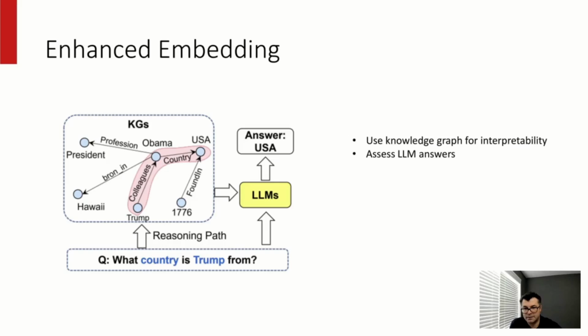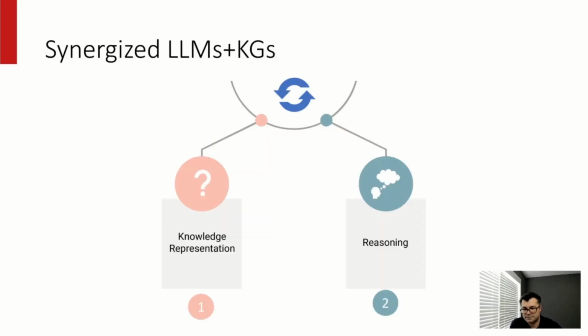So let's move on. I knew that I wouldn't have time to dig into this deeper. There is a third bucket called synergized LLMs and knowledge graphs. We had one method that we discussed with a joint reasoning capability. Now, that particular method wouldn't fit into this bucket.